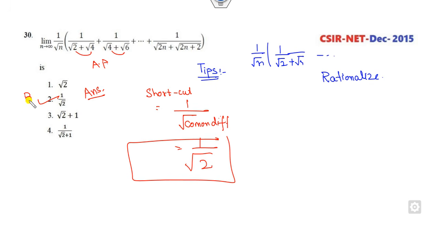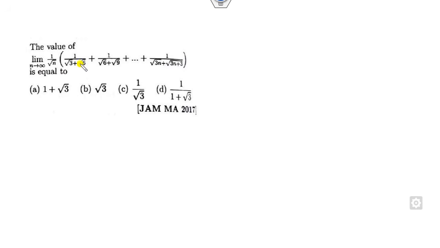So B is my answer. Whenever there are consecutive terms 2, 4, 4, 6, 6, 8 and so on, and limit n approaches infinity, the right answer is 1 over common difference. Again you can see what is the right answer of this. The common difference is 3. So 1 over root 3 is the right answer of this problem.